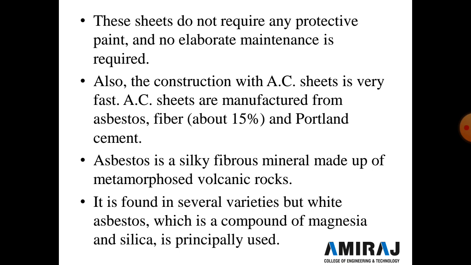So AC sheets are a very fast manufacturing process, and asbestos is a silky fibrous mineral made up of metamorphosed volcanic rock. It is found in several varieties, but white asbestos, which is a compound of magnesia and silica, is principally used.